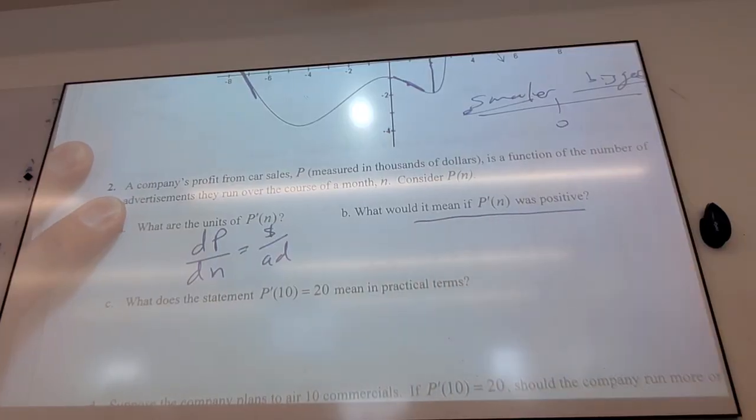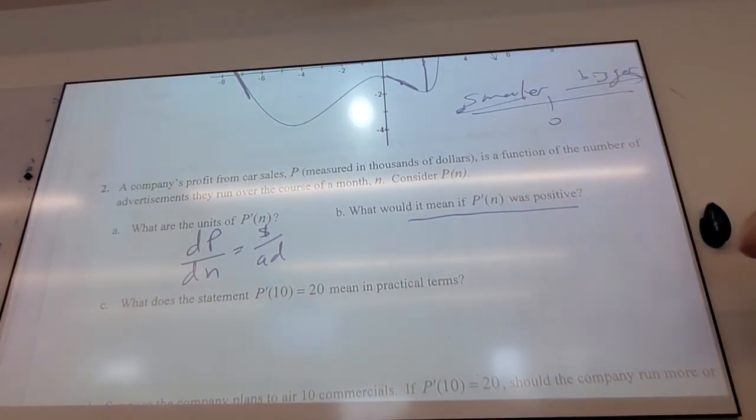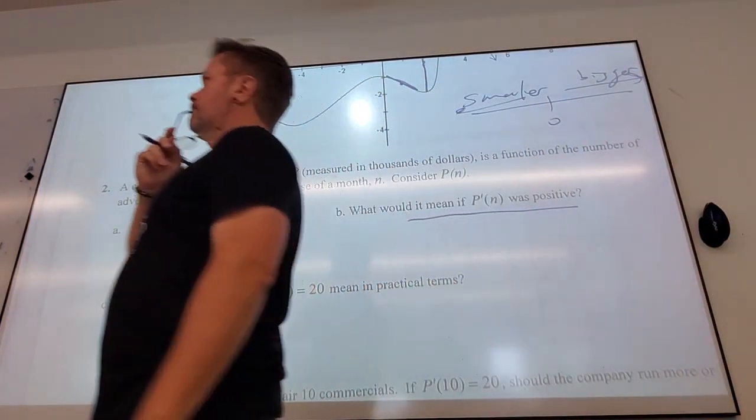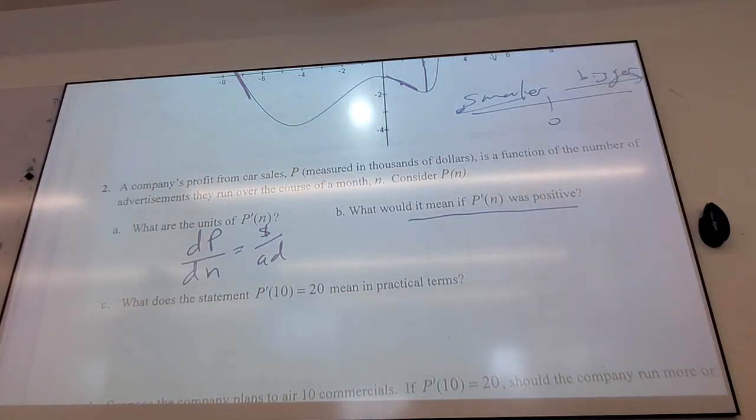What would it mean if this was positive? I need you to understand, if P is positive, what does that mean? Because what does P represent? Profit. If P is positive, I'm making money. Really listen to me. If P prime is positive, I could be losing a ton of money. P prime being positive doesn't tell me what P is. What does P prime tell me most fundamentally? It tells me how something is changing.